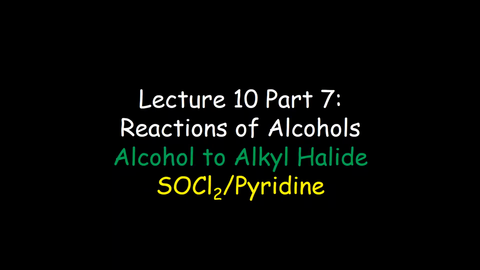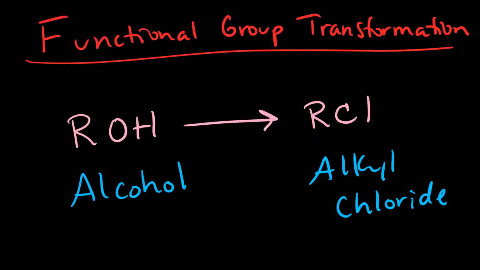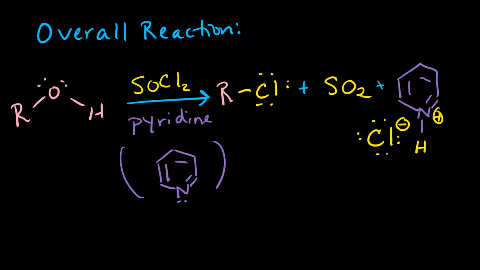Now we'll look at a second way to convert an alcohol to an alkyl halide, and in this particular example it will be specifically an alkyl chloride. So here's the overall functional group transformation. Of course, we're going from an alcohol to an alkyl chloride in this particular example.